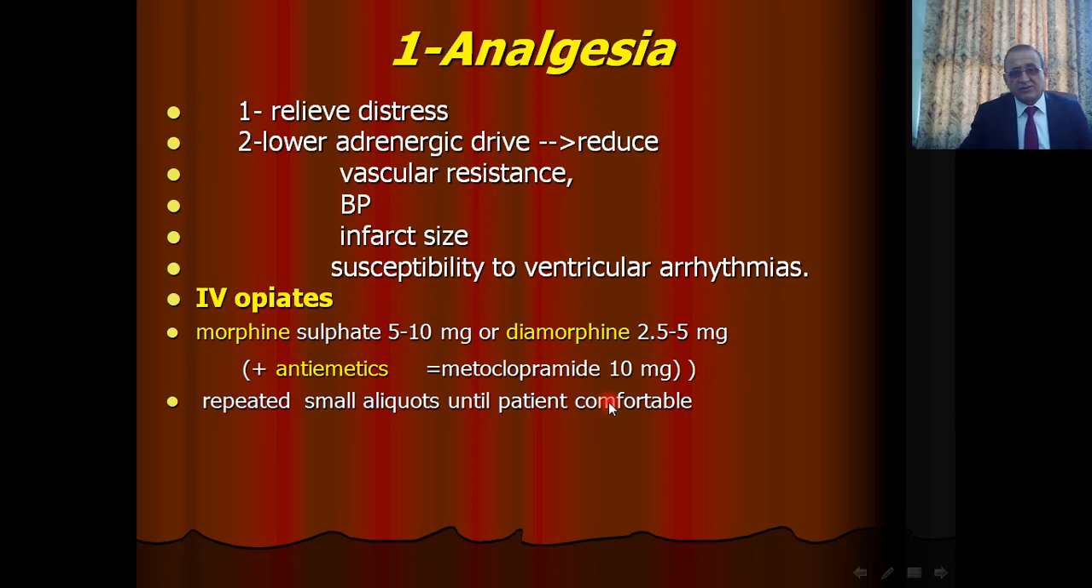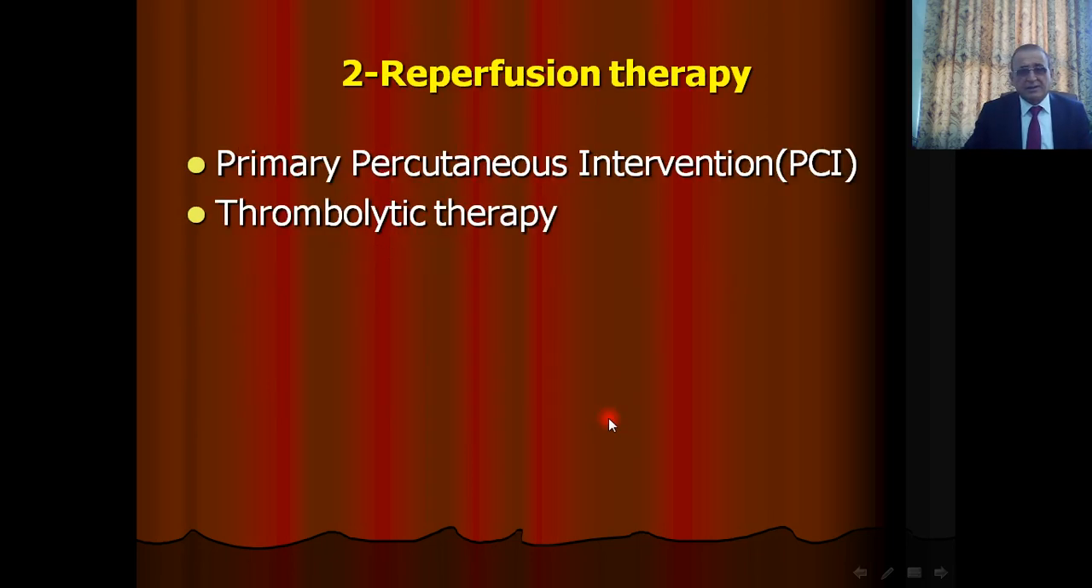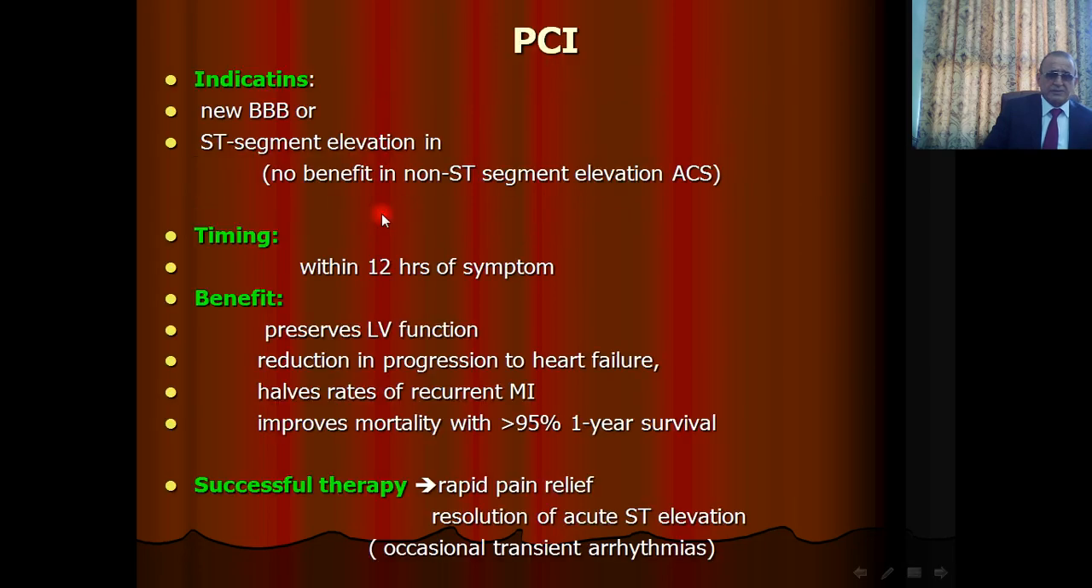Next, you decide about reperfusion therapy. I'm talking about a bit of detail of this. It's not necessary for all 4-year students. Reperfusion therapy is either primary percutaneous intervention or thrombolytic therapy. Of course, this again, for those who are interested, especially 6-year, are asking about this. PCI, primary percutaneous intervention, is indicated when you have ST elevation or new bundle branch block. It has no benefit in patients with non-ST elevation MI because you don't have an occlusive thrombus. Timing is within the first 12 hours, better within 1.5 hours.